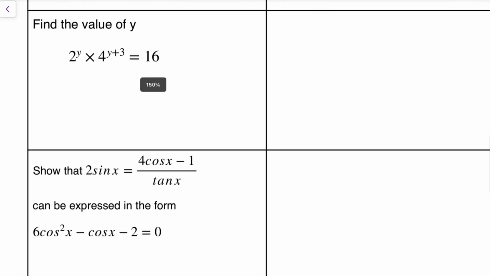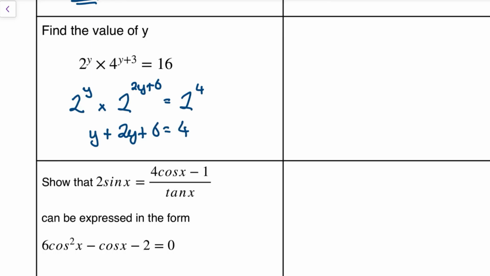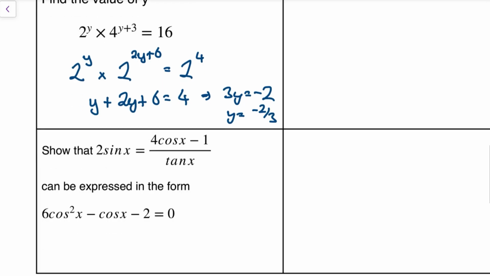Next question. Find the value of y. Okay, so it's just an index rule question. I'm going to convert everything to 2's. So 2 to the y times 2 squared is 4. So that's going to be 2y plus 6 is equal to 2 to the 4, which means y plus 2y plus 6 is equal to 4. Which means that 3y is equal to minus 2, or y is equal to minus 2 over 3. Not sure why I squished that in at the end, but hopefully that's all okay and we follow that one. y is minus 2 over 3.